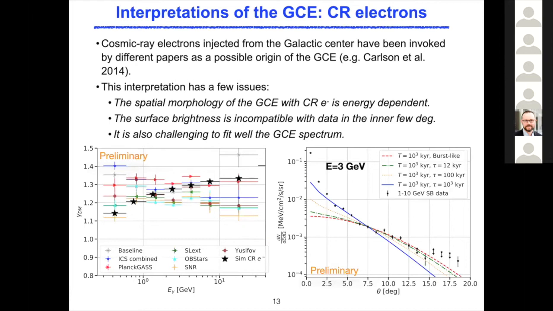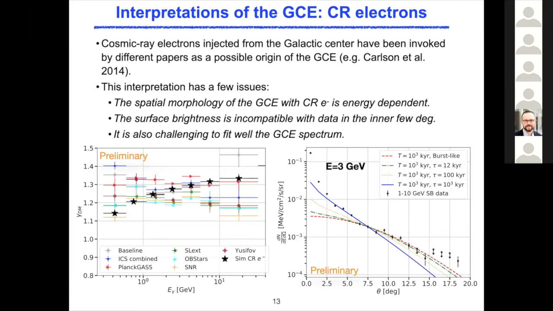This can be seen in the plot on the left, where you have the data I found before, with the real data. All the colored data are from previous results, and the black stars are from a simulation with cosmic ray electrons. You see that with cosmic ray electrons injected from the galactic center, the gamma value would increase with energy, which is expected because of more energy losses for high energy electrons with respect to low energy electrons. There is no interstellar emission model that shows this systematic increase in the value of gamma.